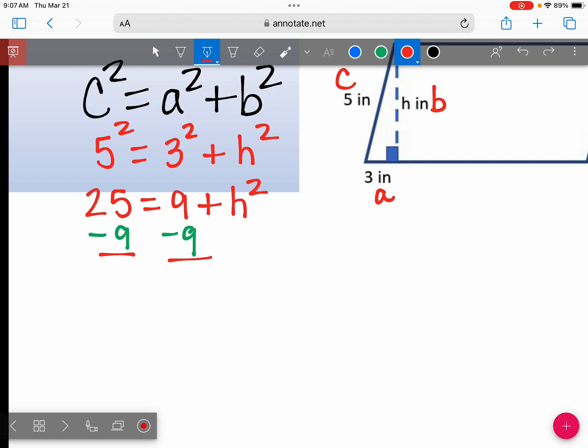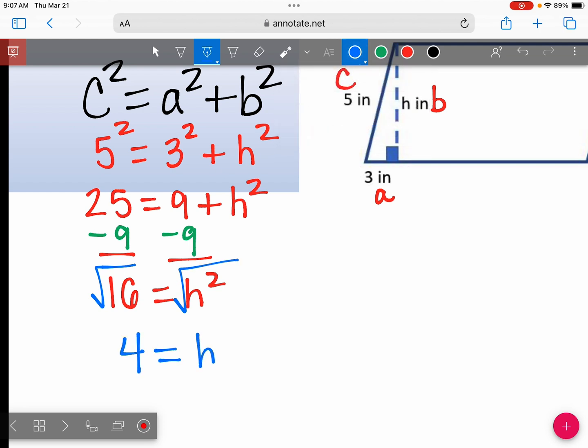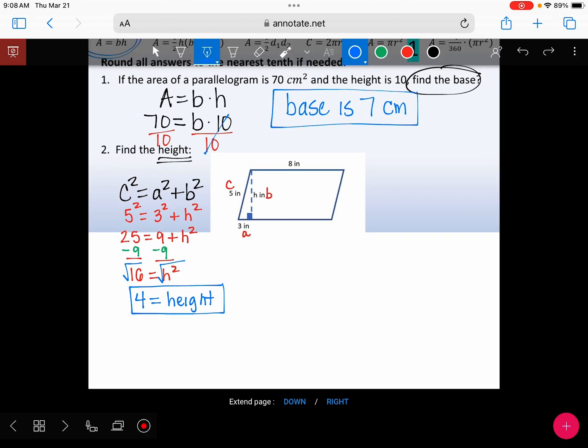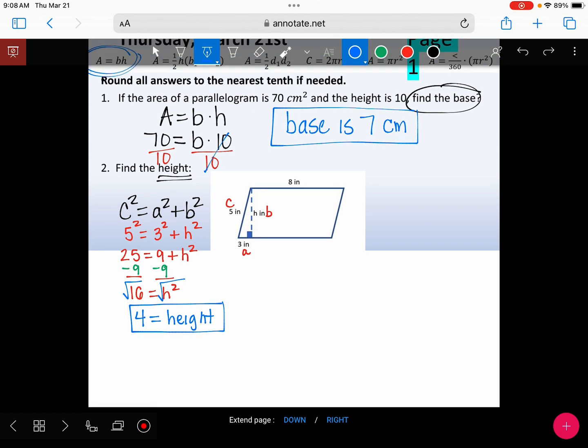It's calculated right there. It's literally right there next to you. 16 equals h squared. And then you got to take the square root. And what would be the square root of 16? 4. So 4 is the height. That is your height. So whenever you see where it's asking you to find the height, think Pythagorean theorem. So let me go ahead and zoom out so you can see the entire question. And that is today's bell work.